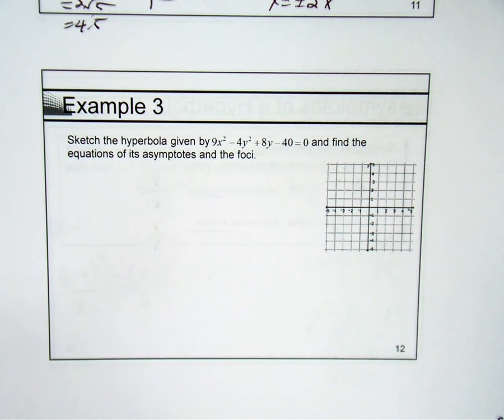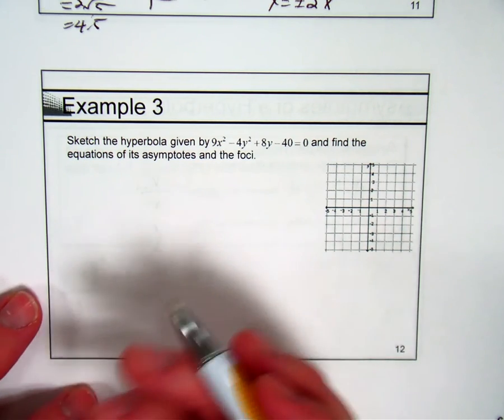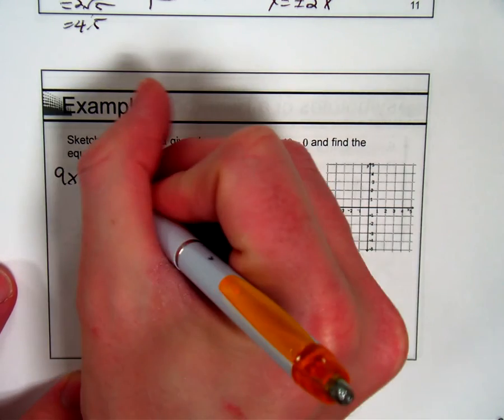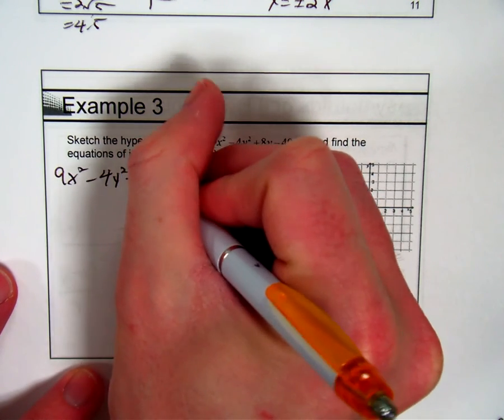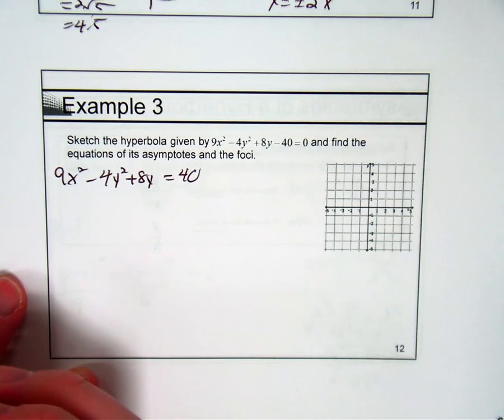Sketch the hyperbola given by 9x squared minus 4y squared plus 8y minus 40 equals 0. Alright, so we're going to have our 9x squared minus 4y squared plus 8y. We're going to move the 40 over to the other side for just a little bit. I'll bring it back in a minute.